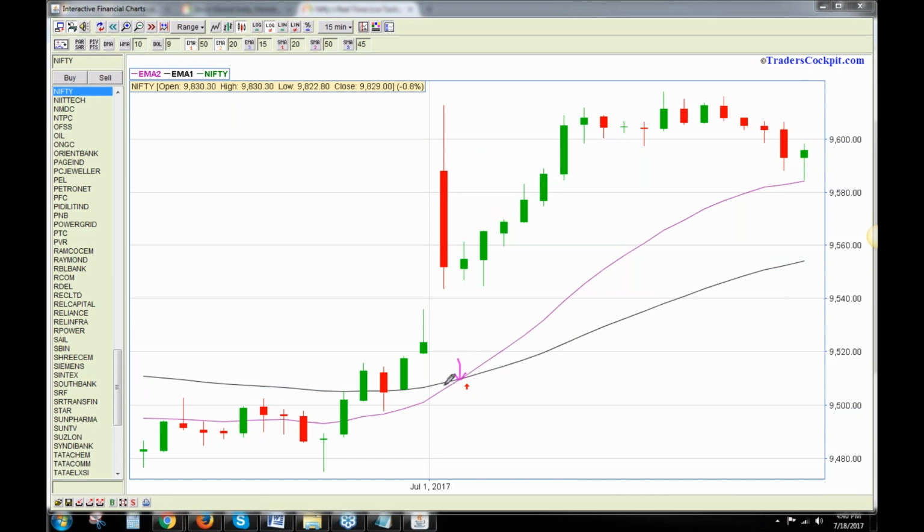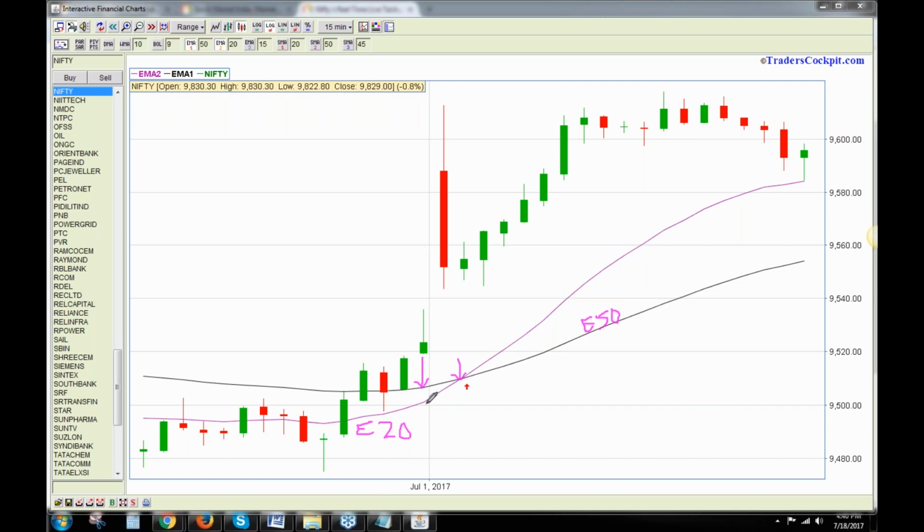Now before the crossover, what was the condition in this particular candle? The EMA 50 is the black line, and the EMA 20 is the purple line. The purple line is your EMA 20, and the black line is your EMA 50. I'll just mark it on the paper with the pen.